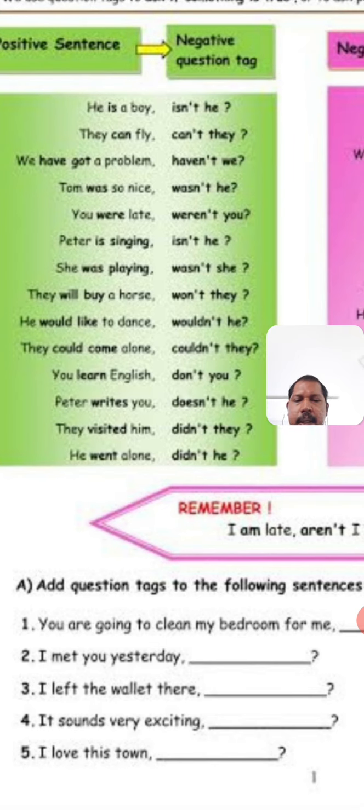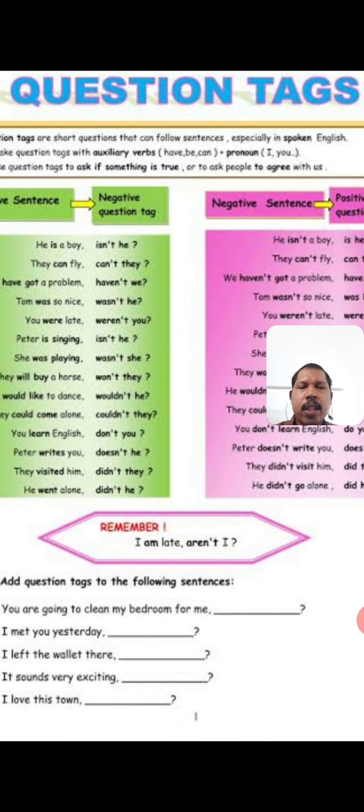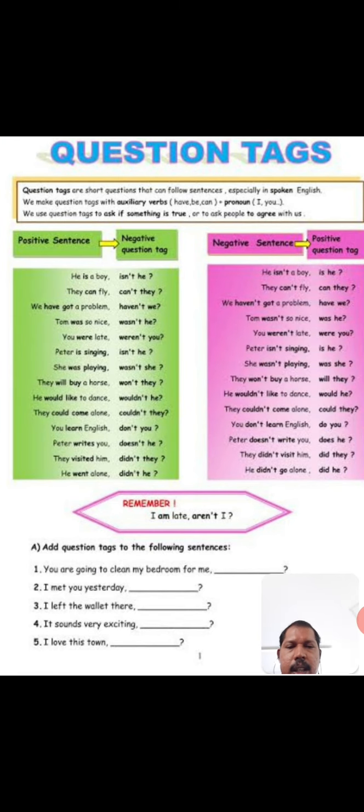It sounds very exciting. Sounds is simple present tense, and the subject is he, she, it, or any equivalent proper noun, so we can use does plus sound. The question tag will be doesn't it? I love this town. Love is simple present tense, and we can use do plus love, so the tag is don't I. It is just for practice. You need not write anywhere. You can go through it and learn it.